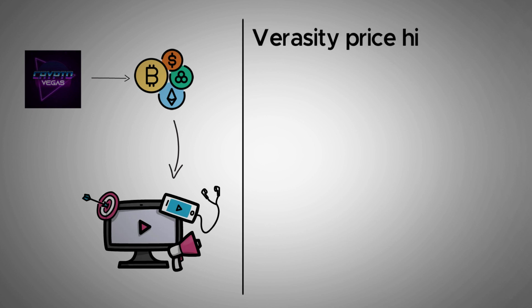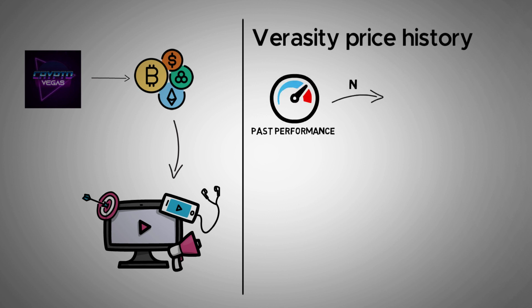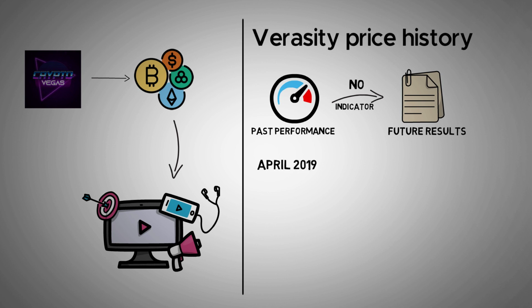So, Veracity Price History. Let's look at the Veracity Price History. While past performance is no indicator of future results, knowing what VRA has done can help us when it comes to interpreting a Veracity price prediction. When Veracity came onto the open market in April 2019, it was worth around $0.0005. It mainly stayed around this price for the next 2 years or so, with the occasional foray above the $0.001 mark, but not exactly setting the world of cryptocurrency on fire.